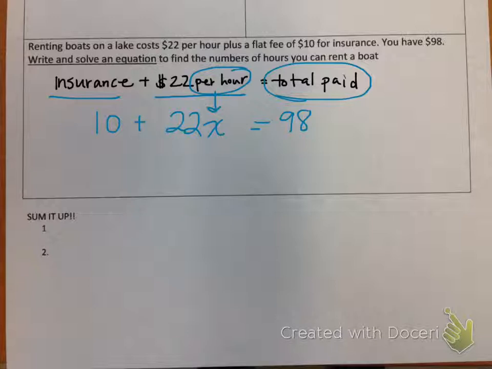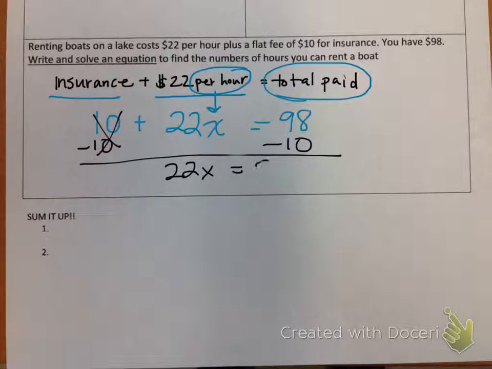Now this looks very similar to the type of problems that we have been solving. I've got a positive 10 here, and so I'm going to subtract 10 to get rid of that because I want to isolate 22x. These cancel each other out. I'm left with 22x equals $88. This is multiplication, 22 times x. The opposite would be division. These cancel each other out, and I'm left with x equals 4. So I can rent the boat for 4 hours.